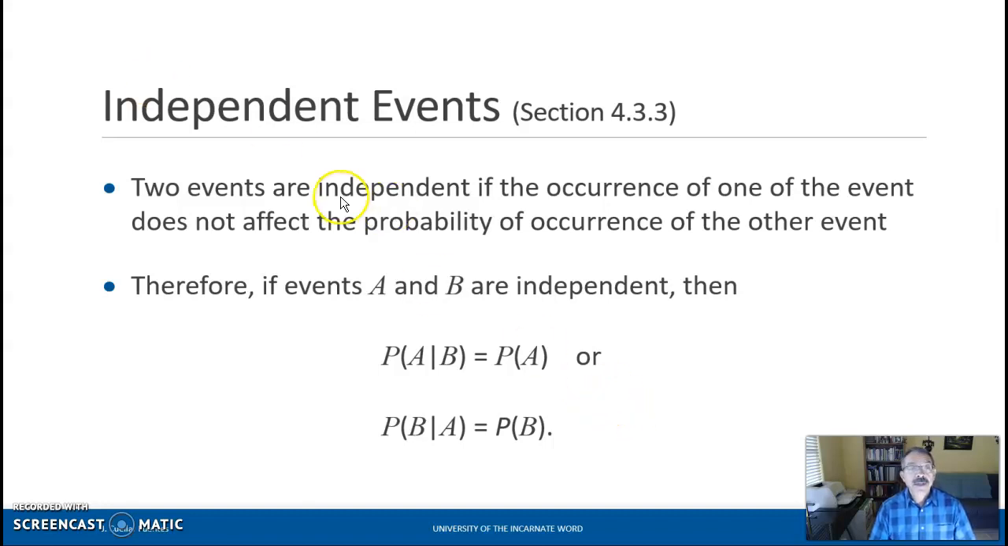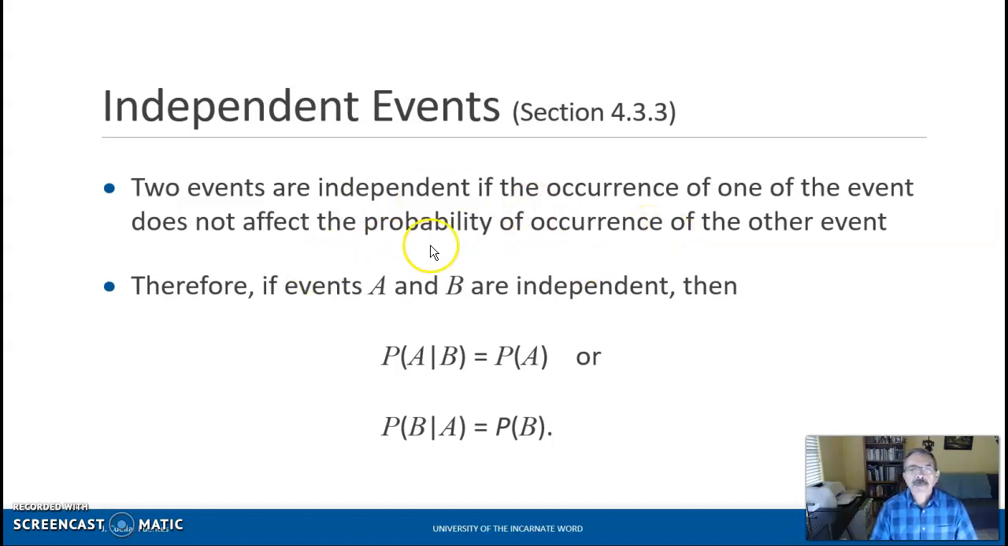Two events are independent if the occurrence of one event does not affect the probability of occurrence of another event. Again, I didn't talk about this when I talked about the three types of events: the complement, the joint, and the union of events. This is because this has to do with the probability, not with the outcomes of one event with respect to the other.